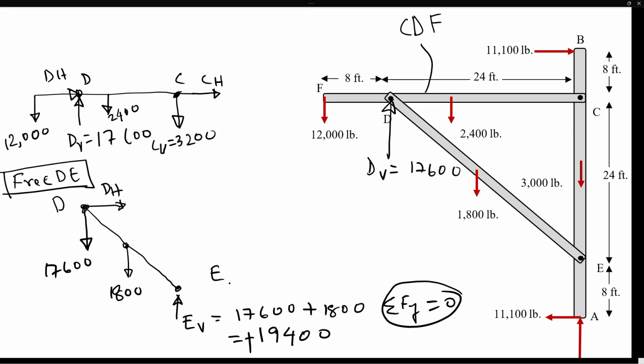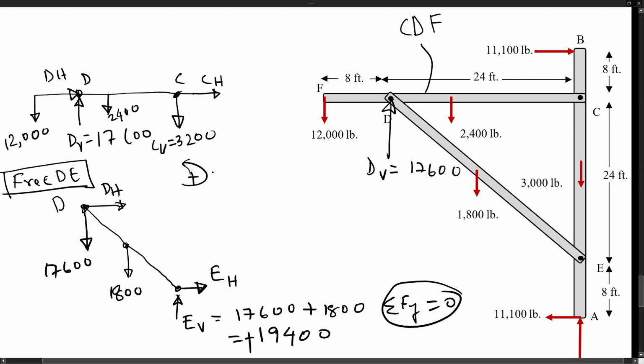So we know the vertical component, but for the horizontal component we don't know the direction, so we can simply assume all in the positive direction. Now we have two unknowns, DH and EH. We can take moments at E, or moments at D, it doesn't matter which point you want to take. Let's take moment at point E.